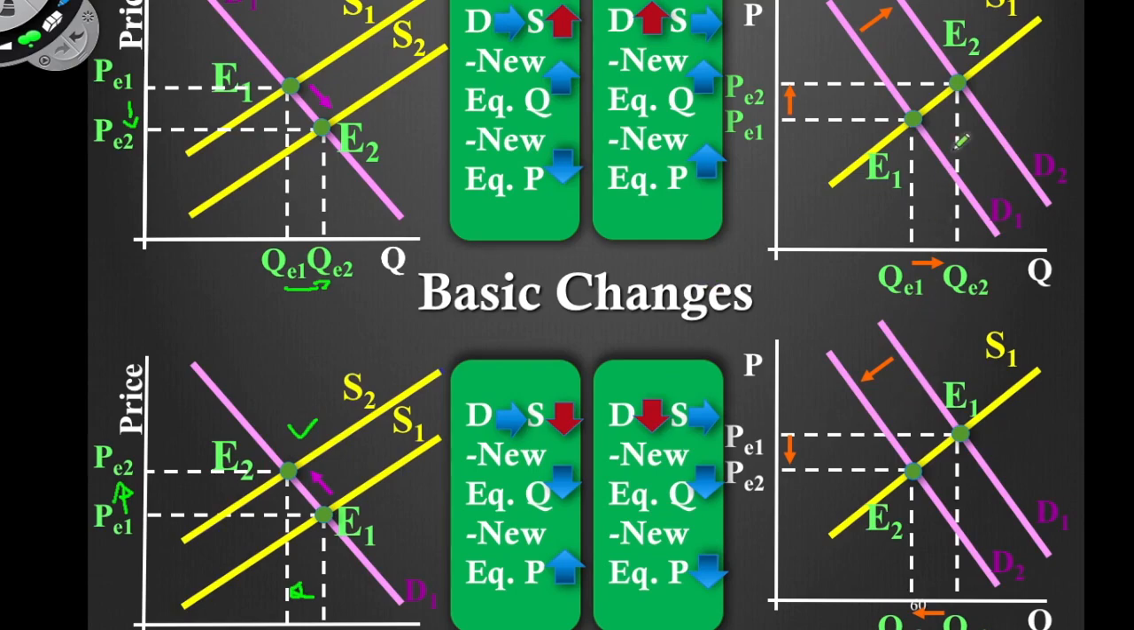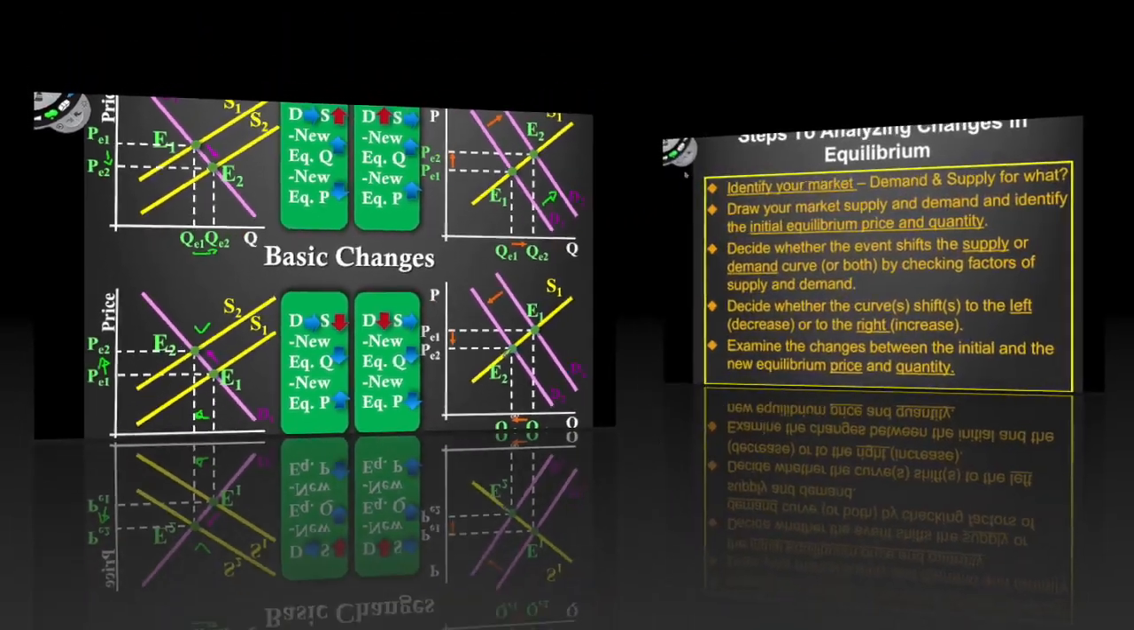On this side are the changes in demand. You can see here as the demand increases, the equilibrium goes from E1 to E2. You can see that the price is increasing and the quantity is also increasing. For this one, the demand is falling, and you can see equilibrium going from E1 to E2, price is falling, quantity is falling as well.